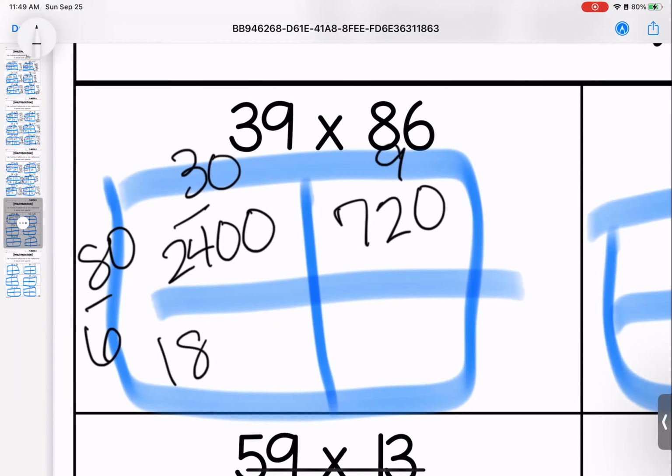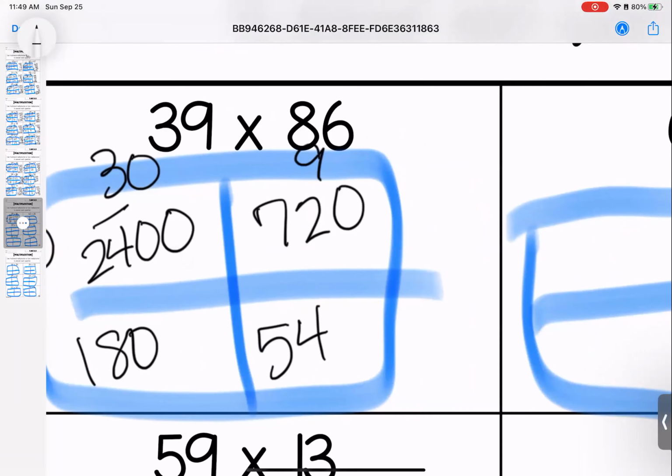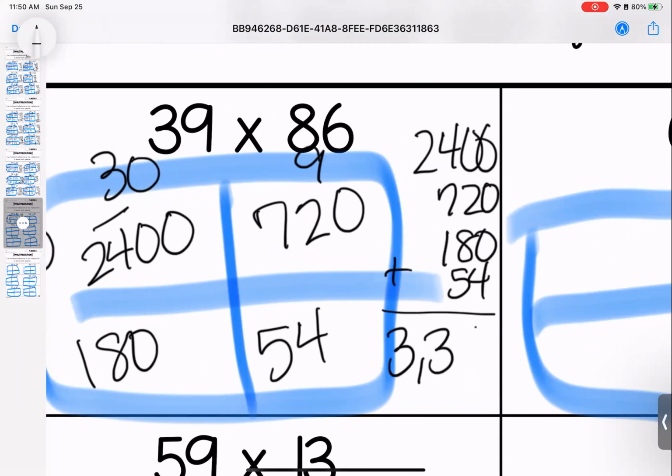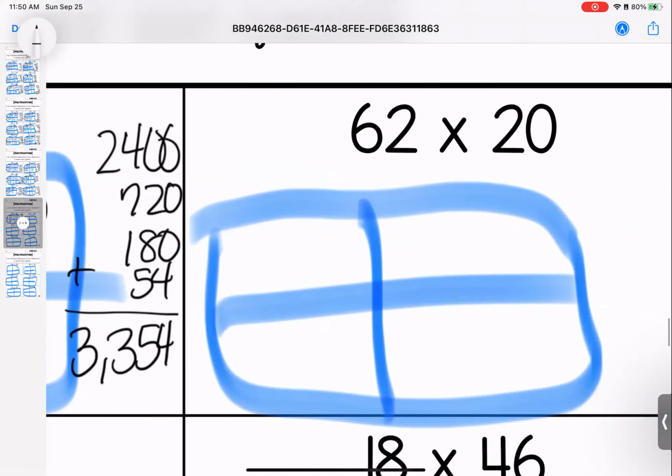6 times 3 is 18 and a 0. 6 times 9 is 54. Again, check it. 5 plus 4 is 9. If it's 9, my answer's fine. All right, stack and add. 2,400, 720, 180, 54. I stack, I add, I get 3,354.